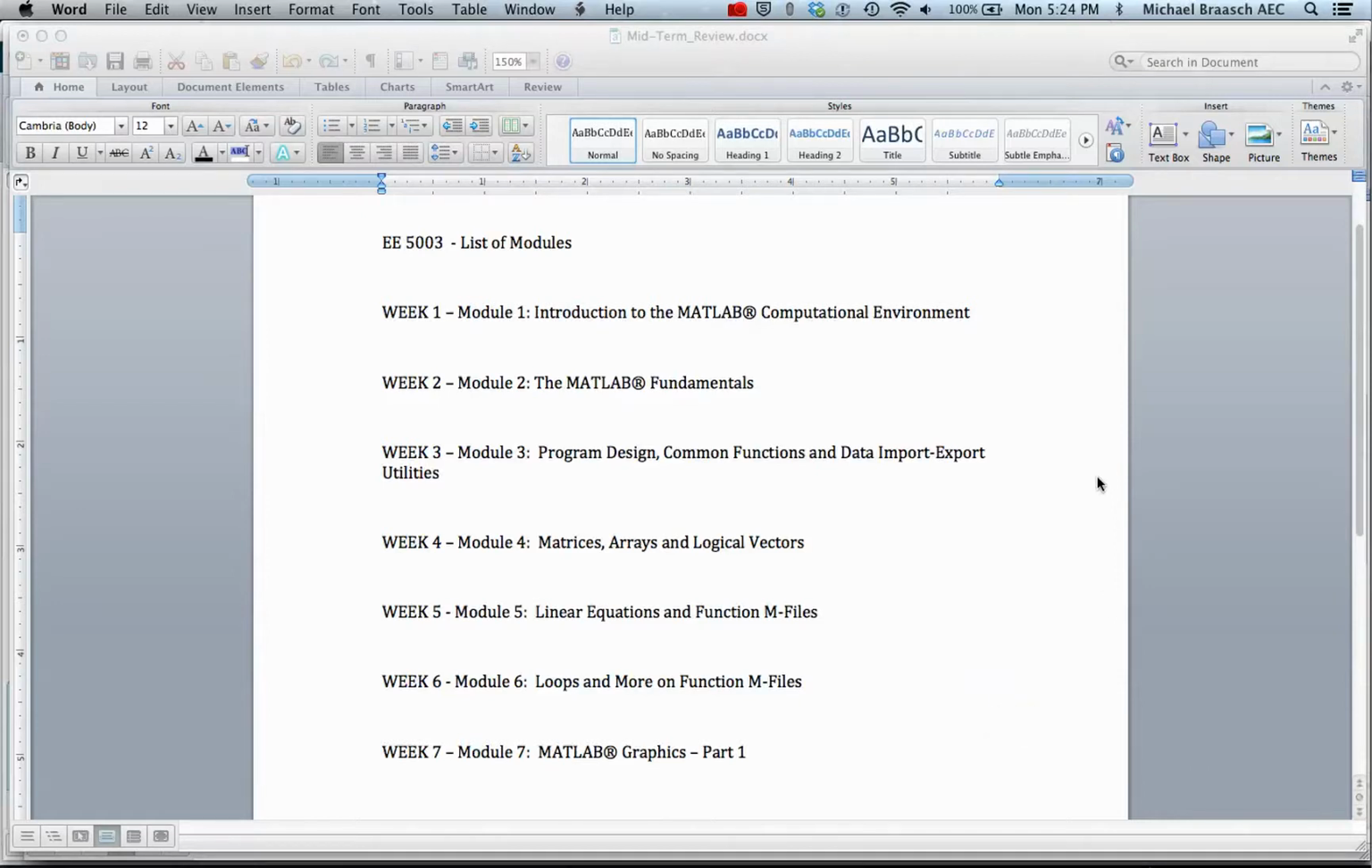The midterm exam is going to focus on a subset of the material that we've had so far in the course, and I wanted to draw your attention to that. First of all, we're just starting to get into graphics in the module this week, and so graphics will not be on the midterm exam. Also, the first couple of weeks were an introduction to MATLAB and working around the MATLAB environment. Certainly, you need to be familiar with that, but that's not going to be the focus of the midterm.